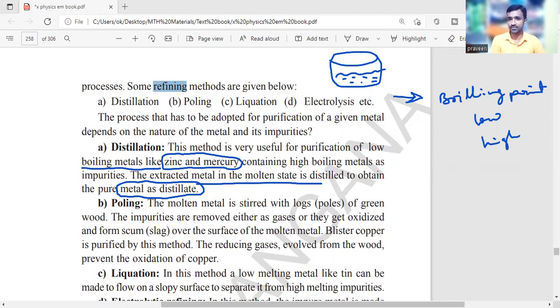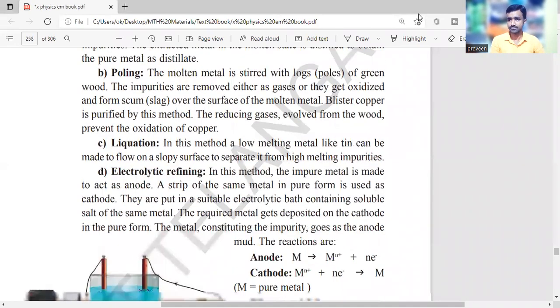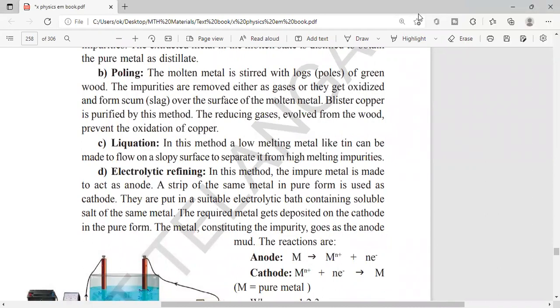Is it clear? Distillation process, distillation clear? Give a quick reaction. If it is not clear, I will know the doubt from you. Yes, clear.